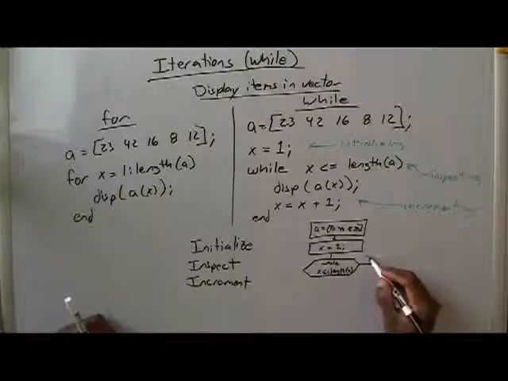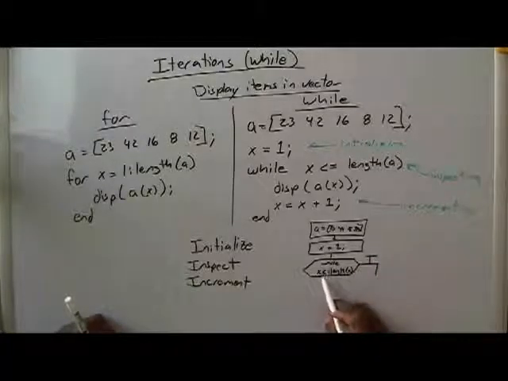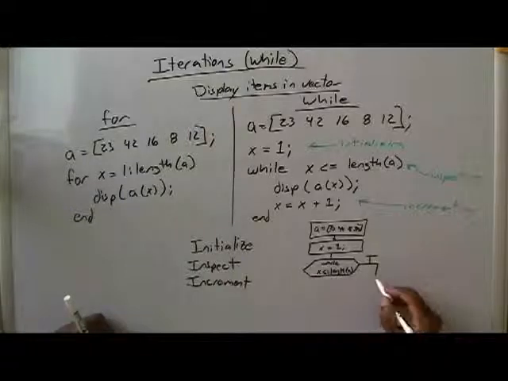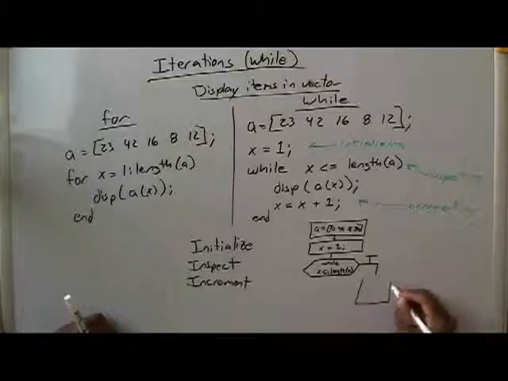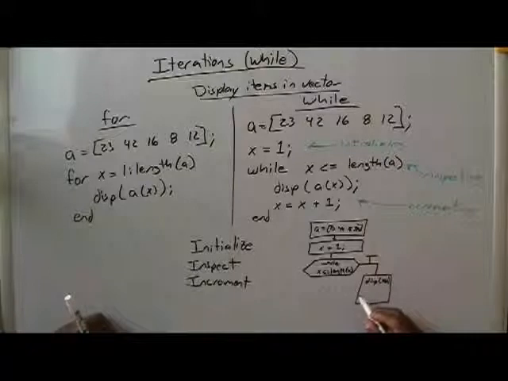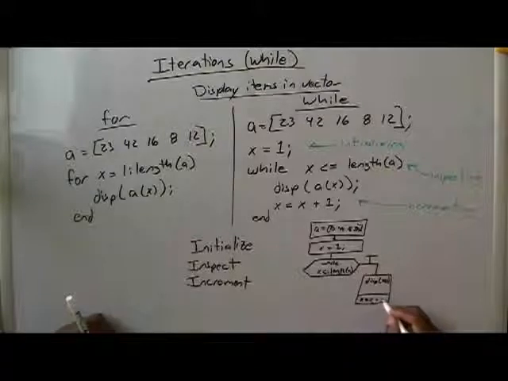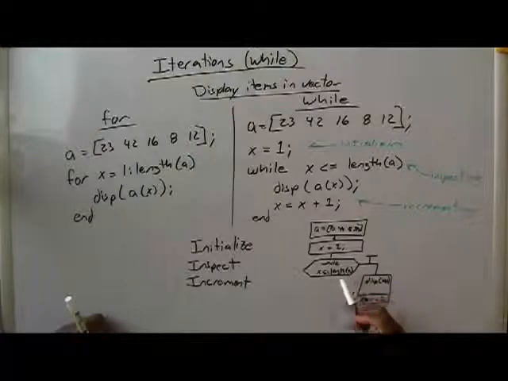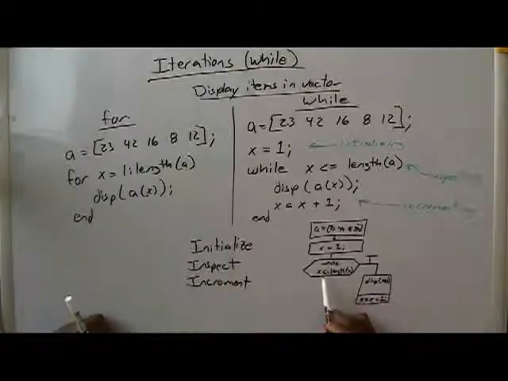If that is true, while x is still less than or equal to the length of a, then we execute our code block here, which in this case is just the display of a sub x. And you also have to make sure, it's almost like this code block has a necessary part, which is the actual incrementing of the loop variable, so that we can get closer and closer and eventually reach our terminating condition, which is x being greater than the length of a. And so if we keep adding 1, eventually x will be greater than the length of a.